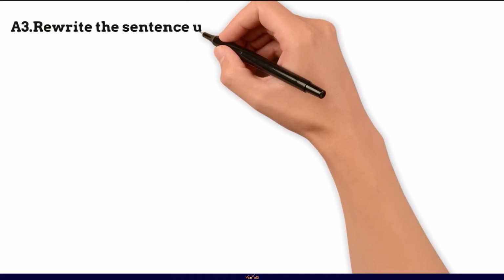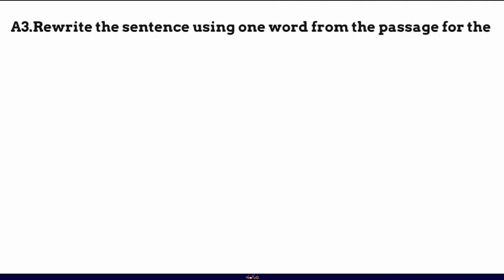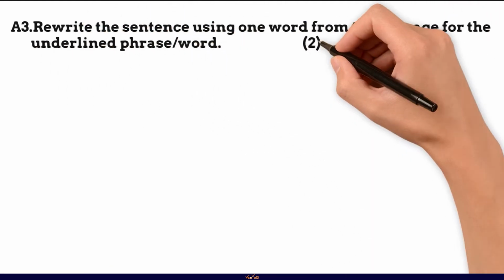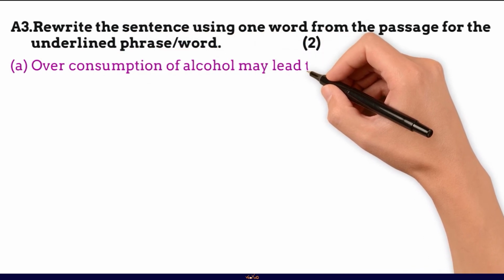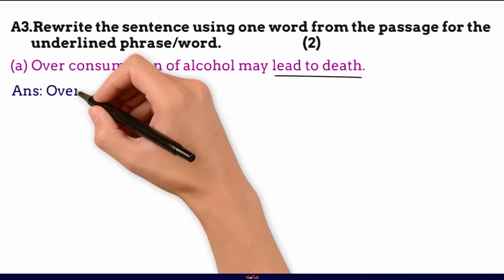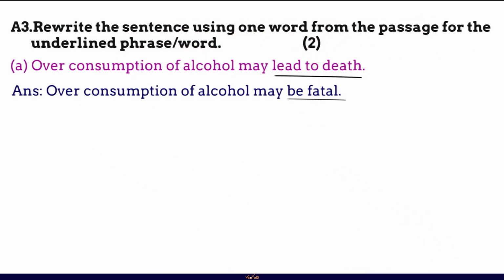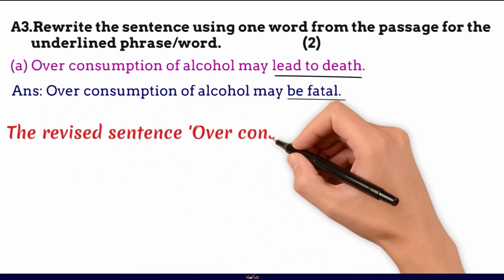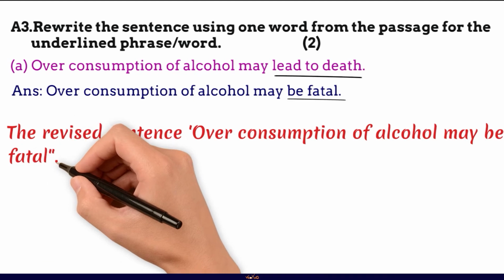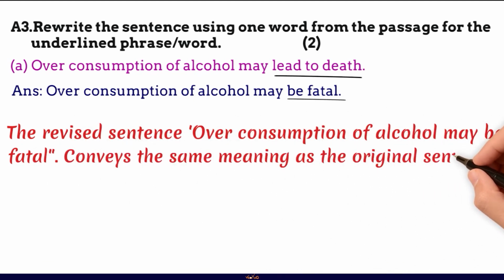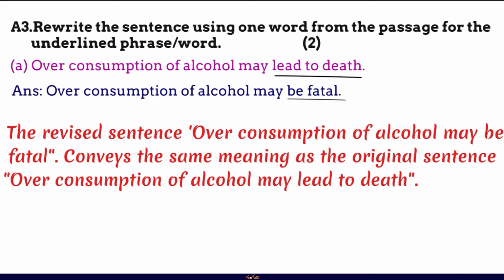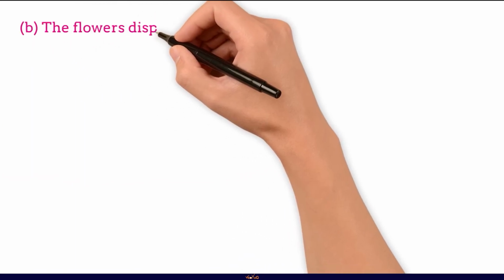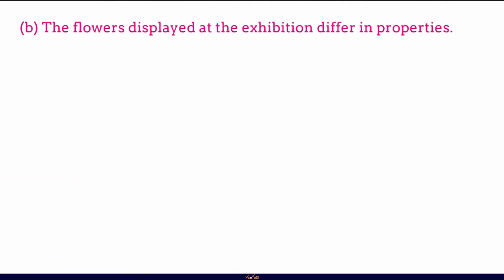Rewrite the sentence using one word from the passage for the underlined phrase or word. The question is, overconsumption of alcohol may lead to death. Answer to this question is, overconsumption of alcohol may be fatal. The revised sentence, overconsumption of alcohol may be fatal, conveys the same message as the original sentence, overconsumption of alcohol may lead to death.